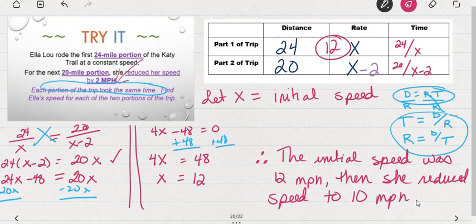You know, an important part of solving problems is going back and checking that you've answered the question. Let's check that we've done that. Find Ella's speed for each of the two portions of the trip. Yes, we found the speed for the first portion, 12 miles an hour, and for the second portion, 10 miles per hour. So it looks like we have successfully solved this question.